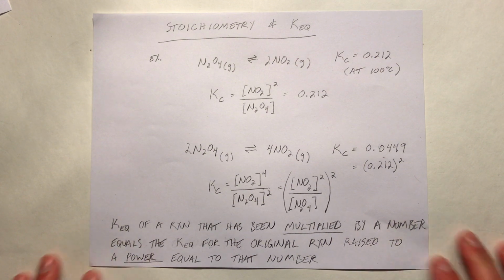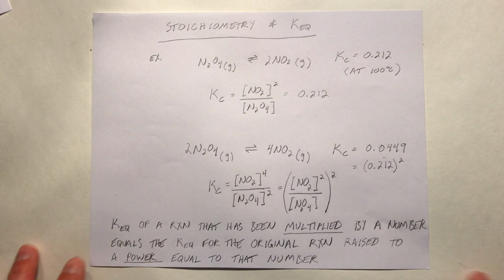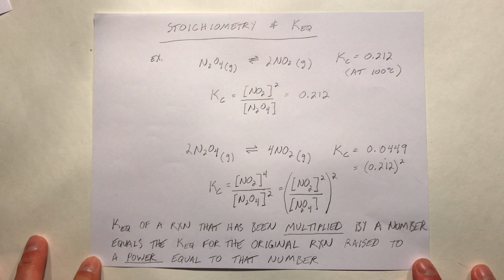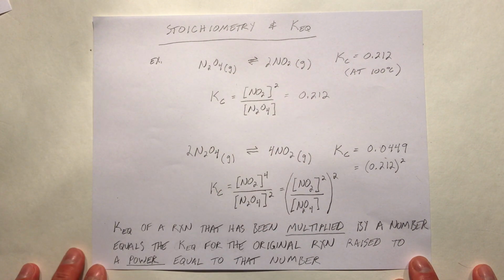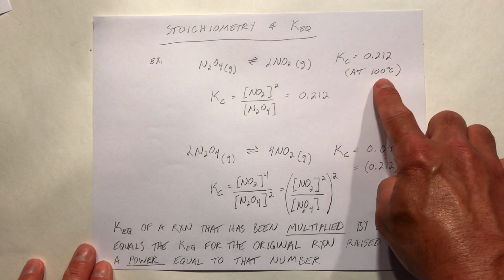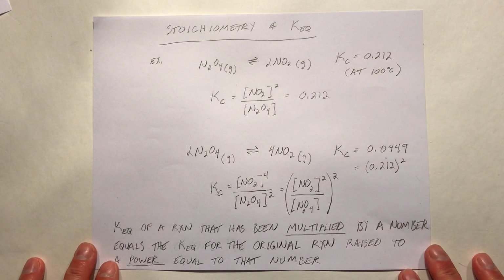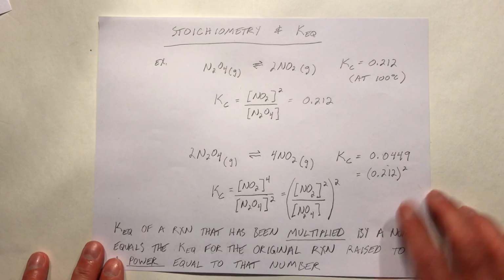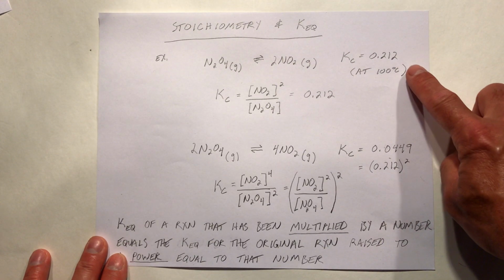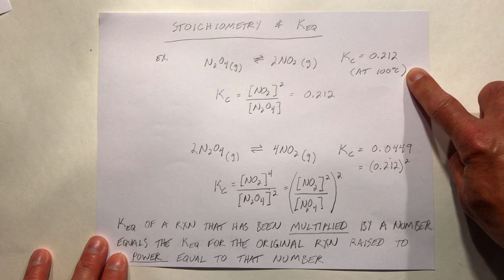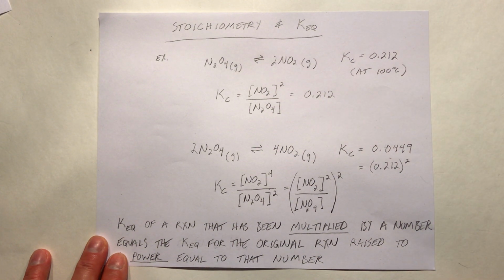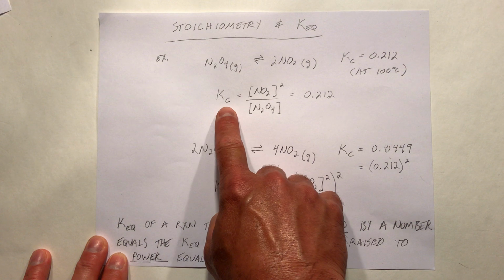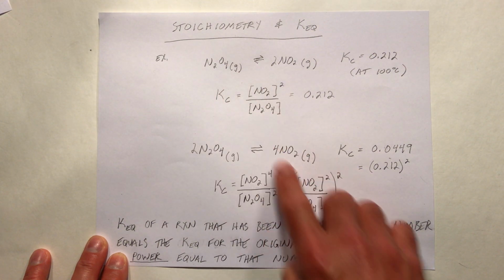Now let's take a look at some points involving the stoichiometry of reactions and how that affects Keq. Let's stick with this reaction. And remember that we said Kc for this reaction at 100 degrees Celsius was 0.212. And remember that whenever you see a Kc established, because it's temperature dependent, we should identify what temperature that value corresponds to. So this is the general format of Kc.